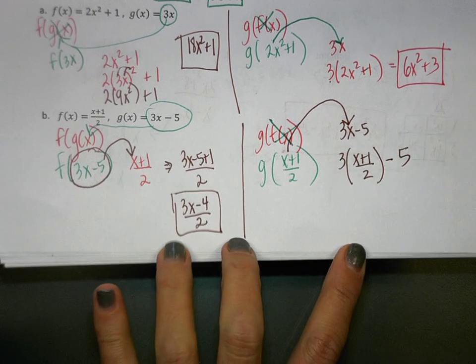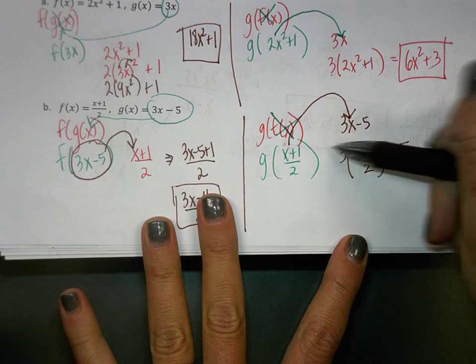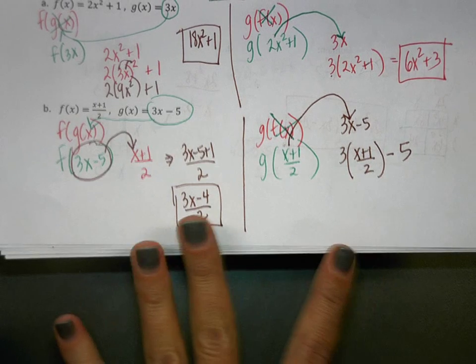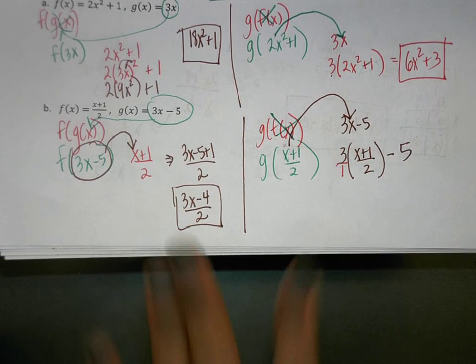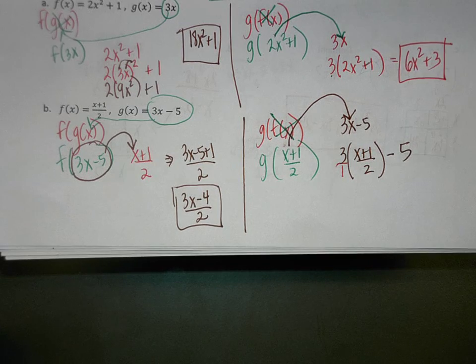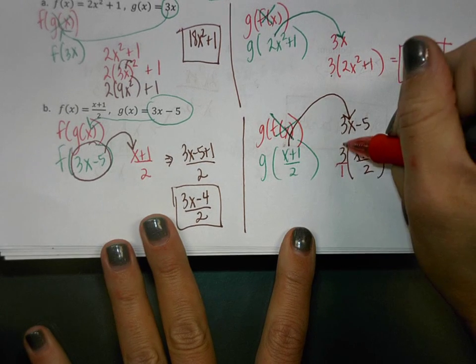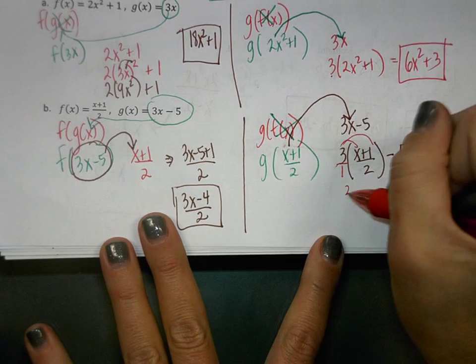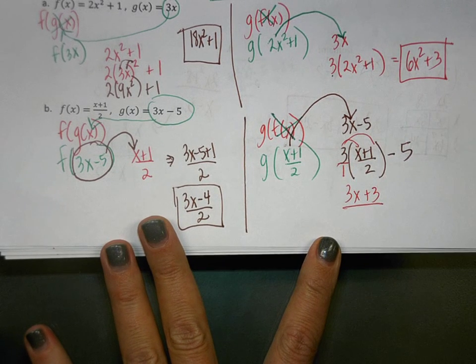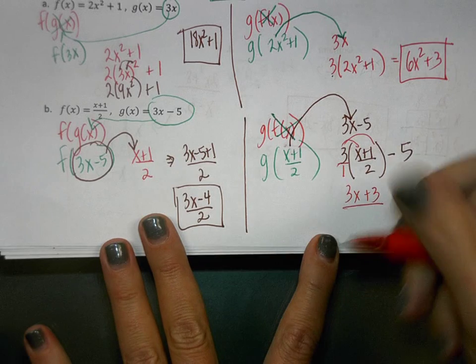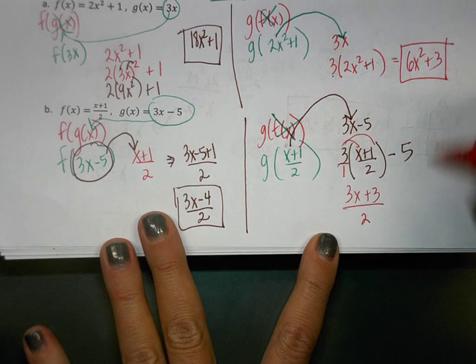Now, if you were able to reduce the 3 and the 2, you could. What you need to remember is that this 3 is over 1. And so with fractions, you multiply the tops with the tops, bottoms with the bottoms. So I'm going to have to distribute the 3 through the top, and I get 3x plus 3. And on the bottom, 1 times 2 is what? 2. Now here, I just have minus 5.